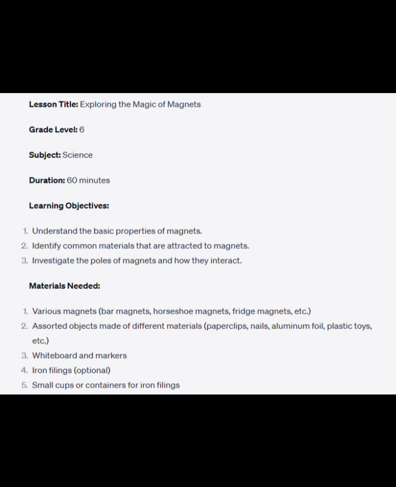Identify common materials that are attracted to magnets. Investigate the poles of magnets and how they interact.